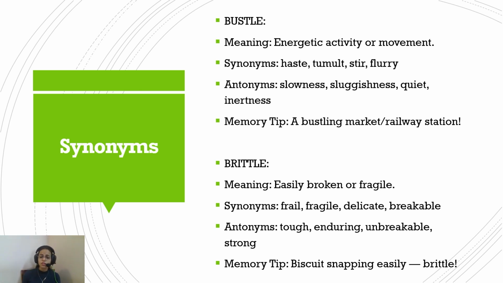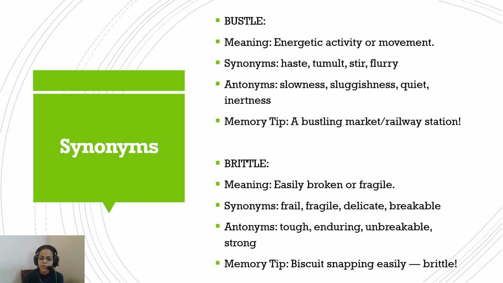So bustling market, you can remember it with market and you might be able to recall it. When bustle is showing energy, the antonym would be slowness, sluggishness, quietness, inertness. So a bustling market or a bustling railway station. Similar scenario with a railway station. So many different activities going on. So energetic activity or movement. Bustle you can remember as whistle. So whistle has a very high pitch, very high energy. So bustle is high energy. I don't know, it doesn't make sense, but I don't know if you can remember.